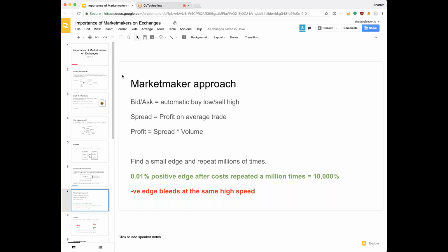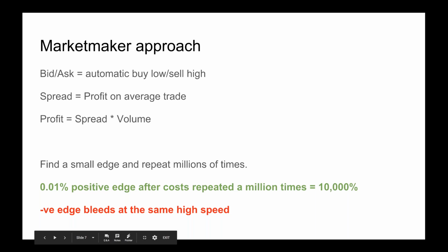Barath, can you make your screen in present mode, please? Is that better? Yes, thank you.